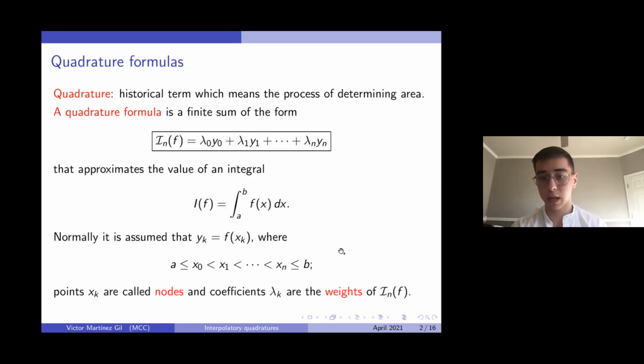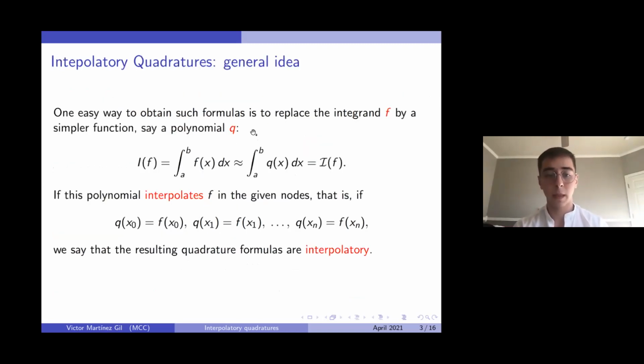And this here is just saying that the values range between a and b, the values that the function can take. So let's start with the general idea. Basically, a polynomial interpolates f in the given nodes if for each value of f, whenever we evaluate it at x, it is also the same for q. Here f is this complex thing, and we're simply approximating it with a polynomial, which is very easy to integrate. Then we check if for each point that we choose, it matches completely. If this happens, then we say that the quadrature formulas are interpolatory.